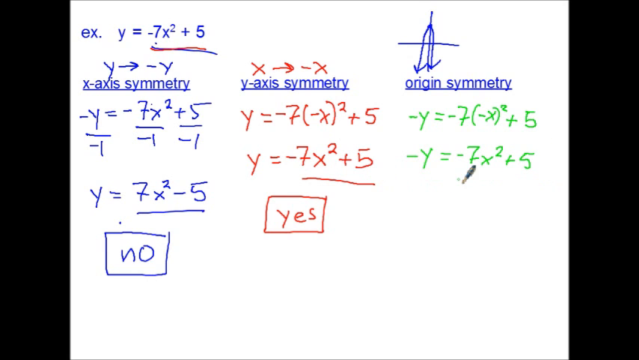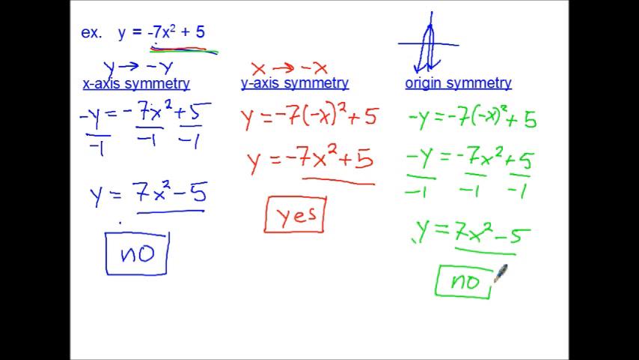But now we have to divide through by the negative 1 to get that y by itself, so we actually have a good way of comparing the original equation versus the work that we end up with. And so now this is a positive y, but now we do have a positive 7x squared, and now we again have a negative 5. So since this is not the exact same thing as the original, what we knew was going to happen is no. So in terms of our symmetries, not the x, yes on the y, but no on the origin.